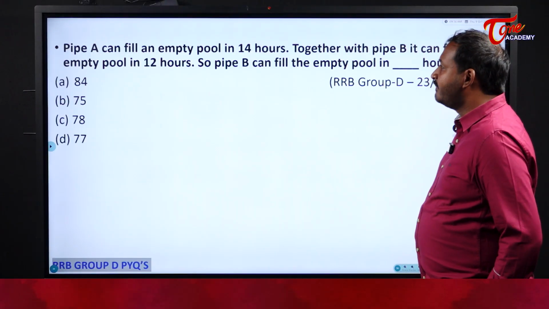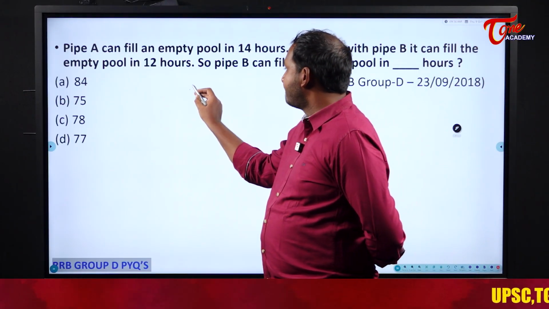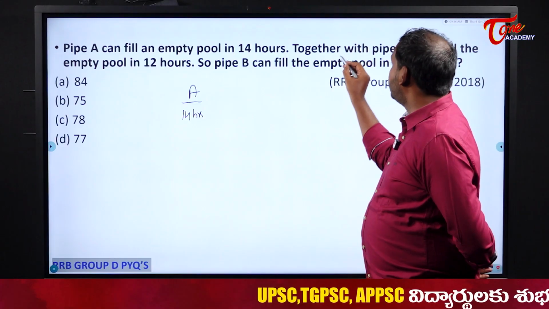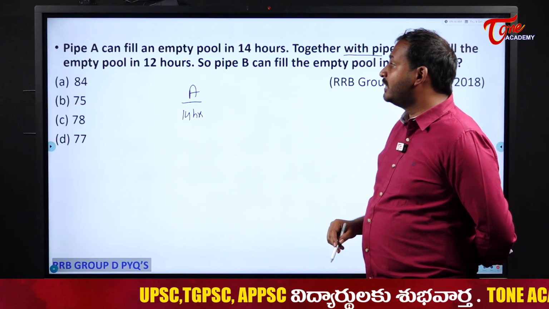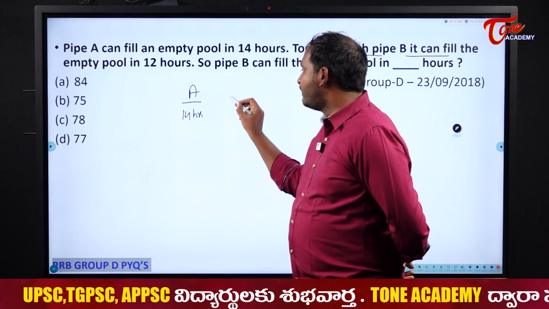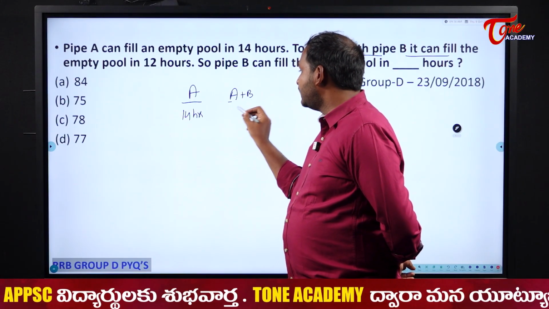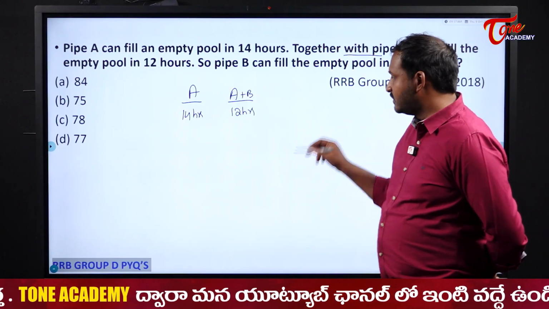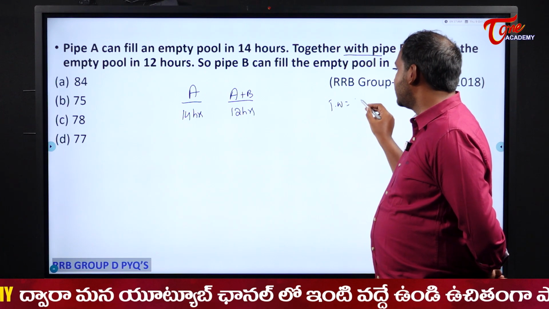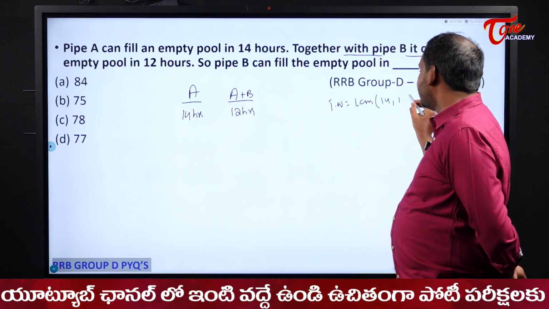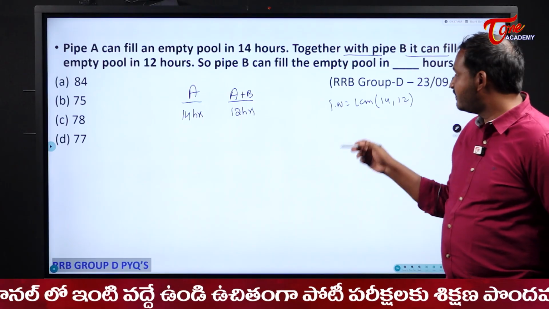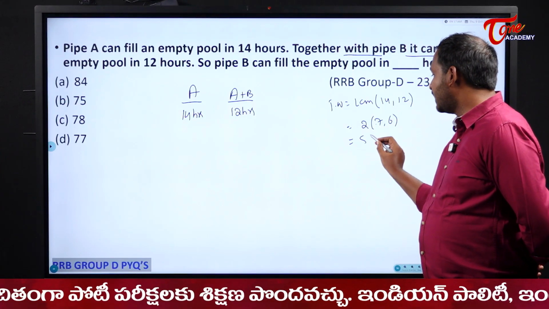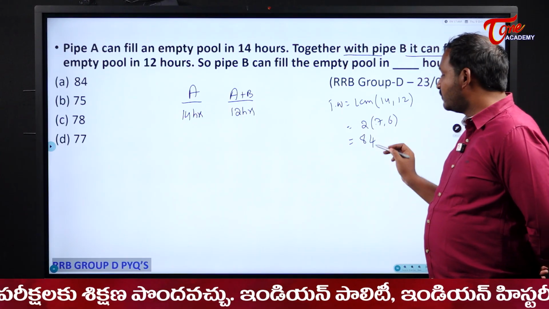Pipe A can fill an empty pool in 14 hours. Together with pipe B, they can fill that empty pool in 12 hours. So pipe B can fill the empty pool in how many hours? As usual, total work will become the LCM of 14 and 12. See students, I have told you multiple times how to do it: 2 times 7, 6. 42, and the LCM will become 84. 7 sixes are 42, 42 twos are 84.